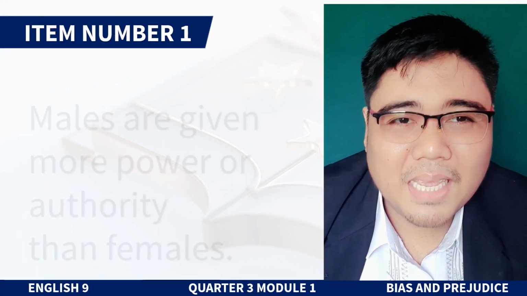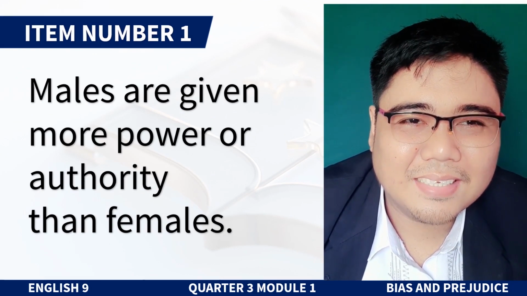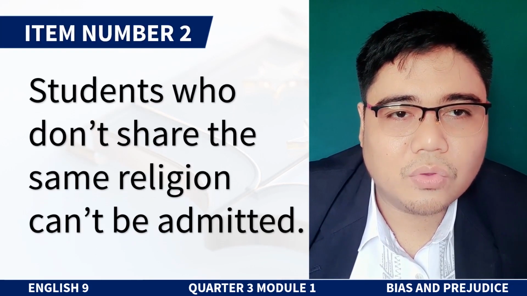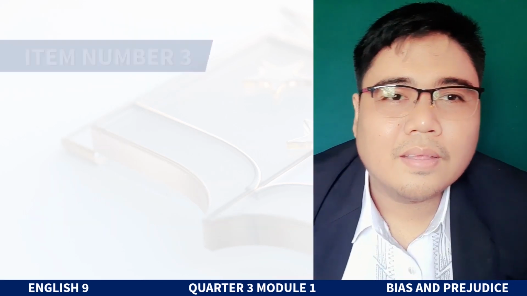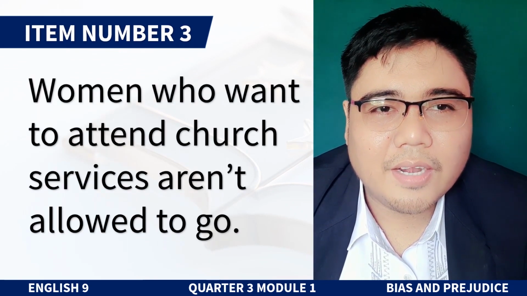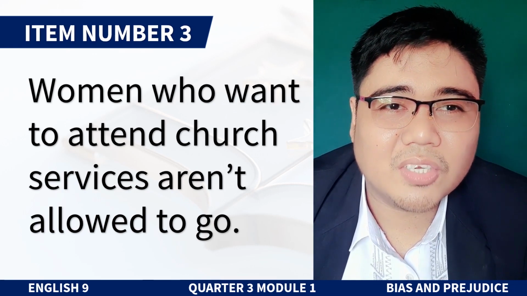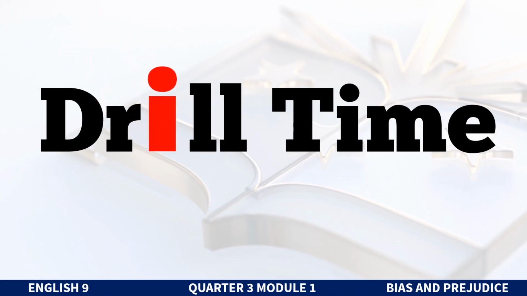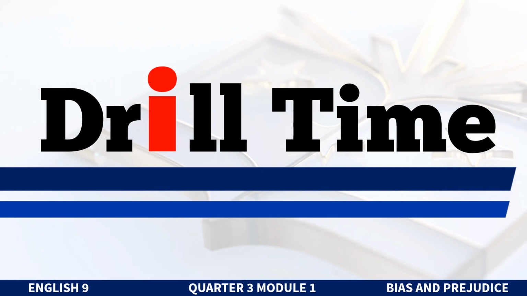Number 1, males are given more power or authority than females. In number 2, students who are interested in a certain school but don't share the same religion can't be admitted. And lastly, women who want to attend church services are not allowed to go unless they wear the prescribed clothes for the said services. Did you understand the lesson, class? Let us have a drill. This drill is designed to help you understand our lesson better.